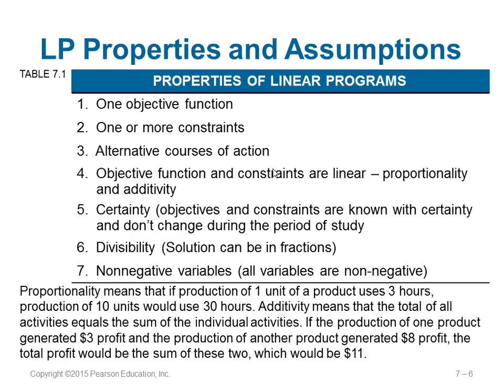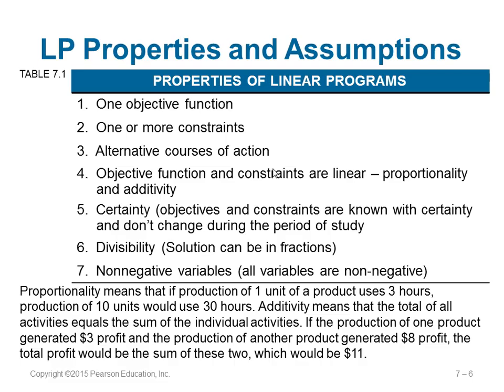So the properties of linear programs: it has an objective function, it has one or more constraints, it has alternative courses of action, and the objective function as well as the constraints are both linear in nature and they are proportional. Meaning, if I take 3 hours to do a job, and I am given 3 jobs, I should take 9 hours. So it is proportional. And it also supports additivity. For example, if I have 2 items and I join them, the sum should be equal to the sum of the individual items.